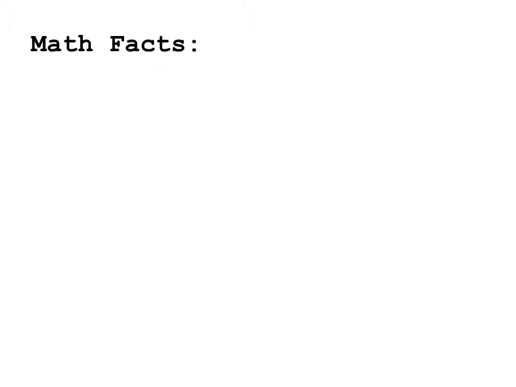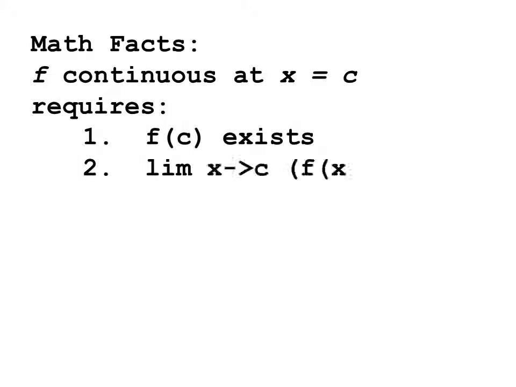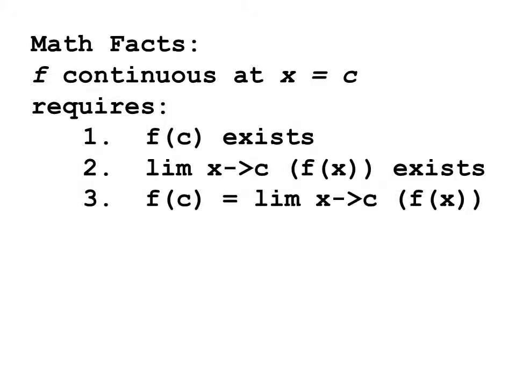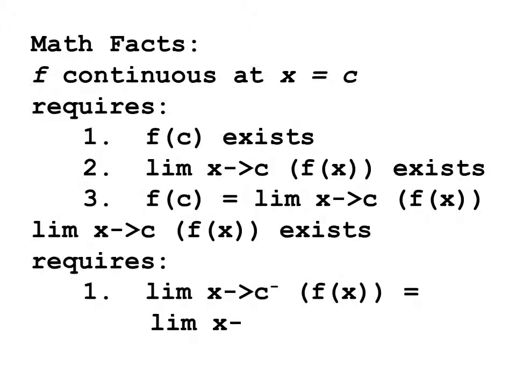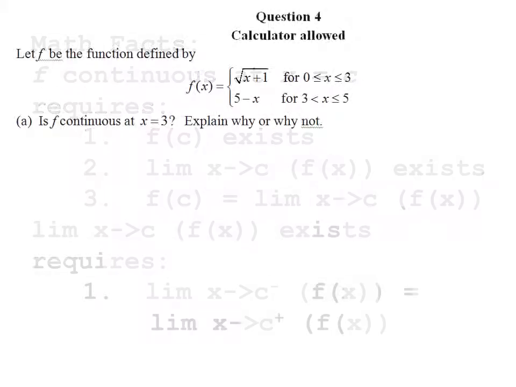In order to determine if the piecewise function is continuous at x equals 3, we need to know two things. First, in order for a function to be continuous at a particular value of x, three requirements need to be met. The function must be defined, the limit of the function as x approaches that particular x must exist, and the function value must equal the limit at the particular x. In order for a limit to exist, the limit from the left must be equal to the limit from the right. Let us see how our piecewise function measures up to these requirements.